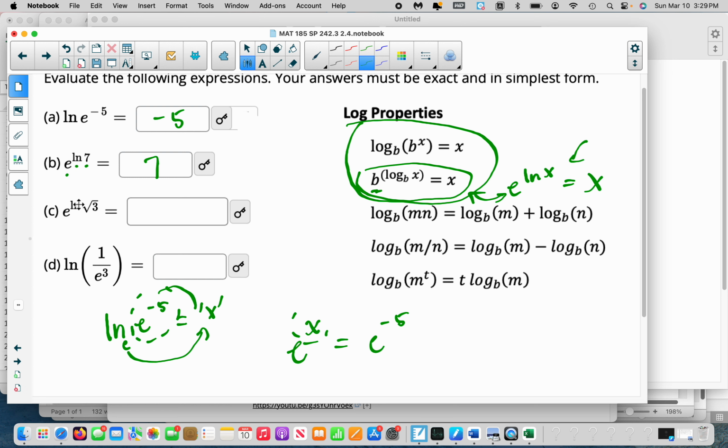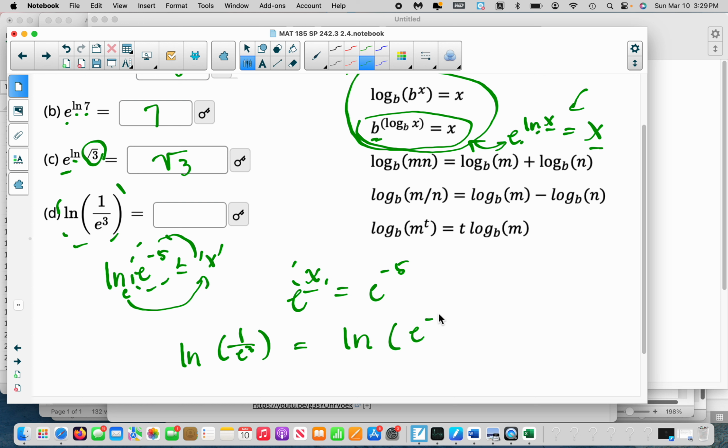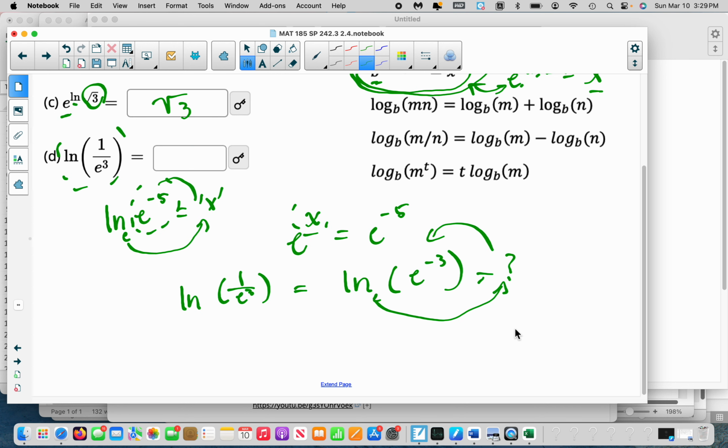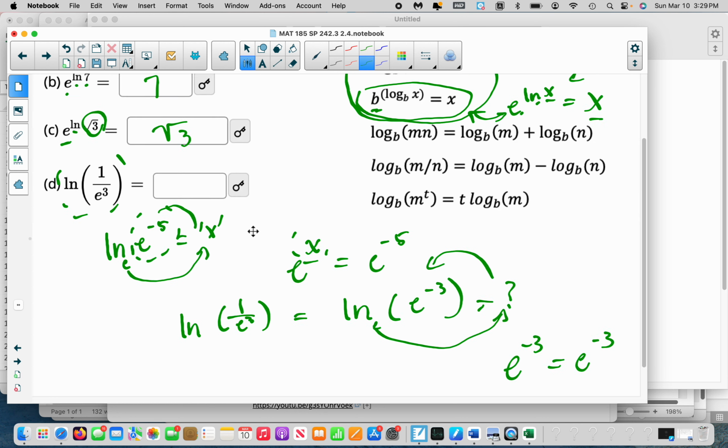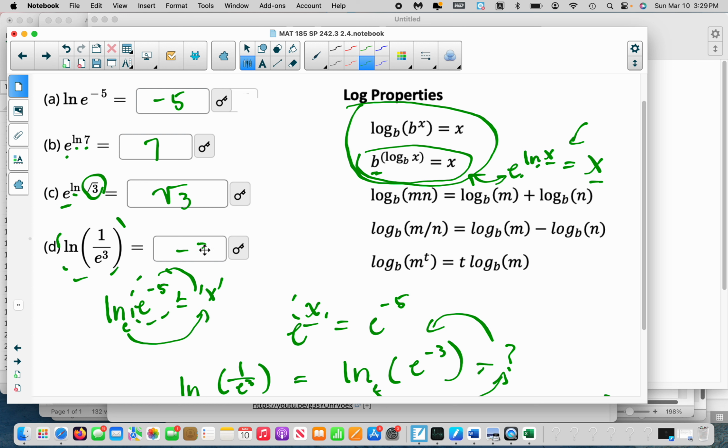And then if we do this last one down here, I have ln of 1 over e cubed. Let's rewrite that as the natural log of e to the negative 3rd power. Okay, this is base e. e to what power is equal to e to the negative 3rd? That's just e to the negative 3rd equals e to the negative 3rd. So this is negative 3.